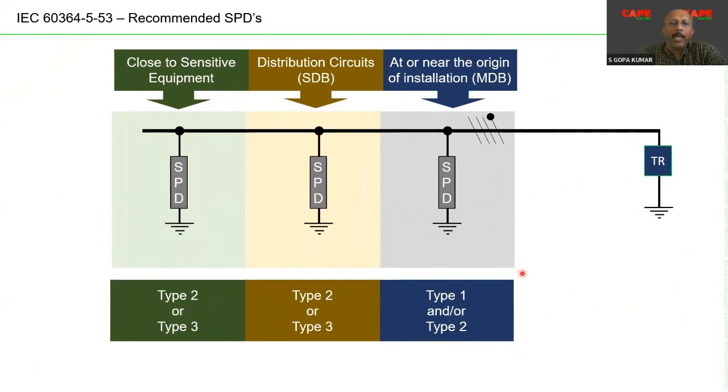Today, we will be looking at some of the criteria with which, at the origin of installation, that is at the main distribution board, you choose between type 1 or type 2. What is the criteria? Plus, if it is a type 1 SPD, what is the current rating of the SPD? This will be explained in the next slides.